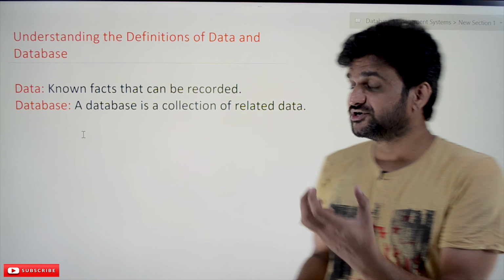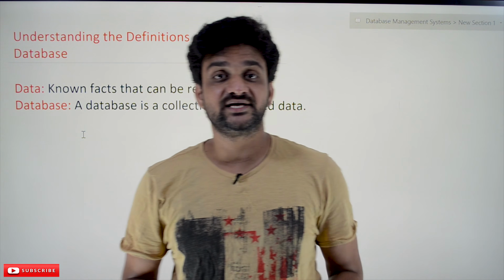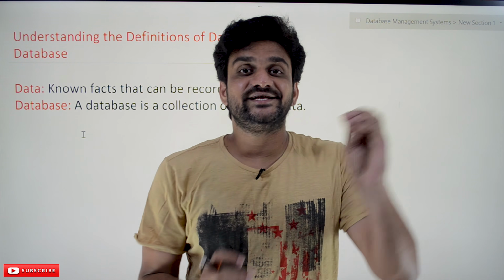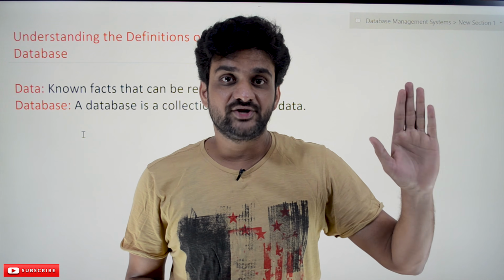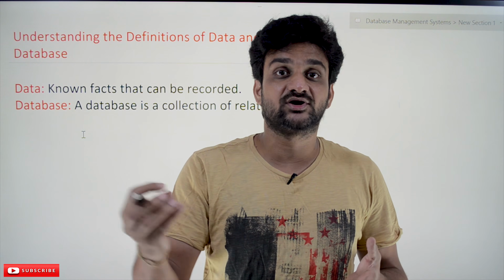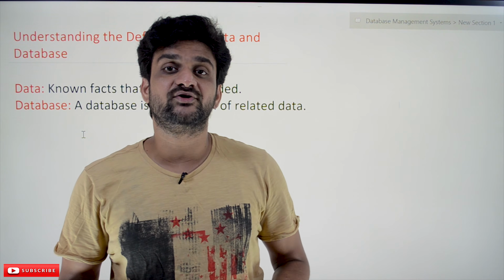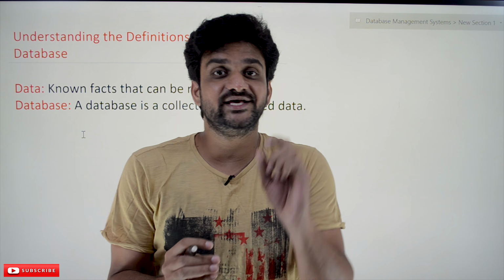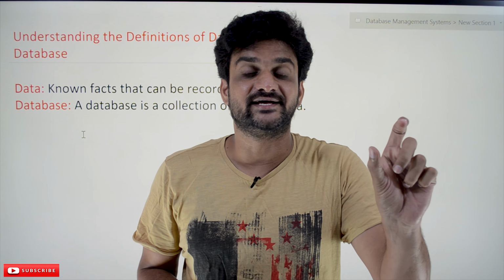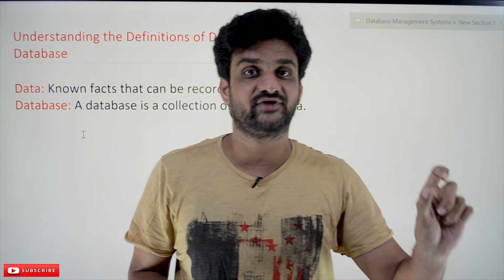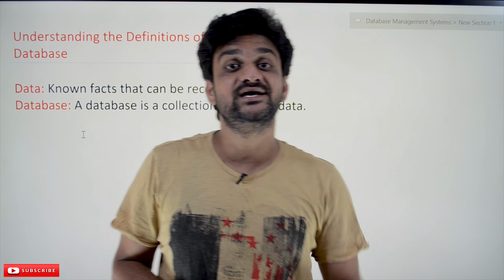For better understanding, we'll try to understand this definition by using a real world example. For example, if you want to store the details of your friends on the contact list of your phone. On your phone, you would like to store the details of your friends. And what are the details that we are going to store on our phone? The first detail is the name of your friend. Your friend's name is the known fact. It is the fact that it is the name of your friend. So that known fact that can be recorded is what we call data.